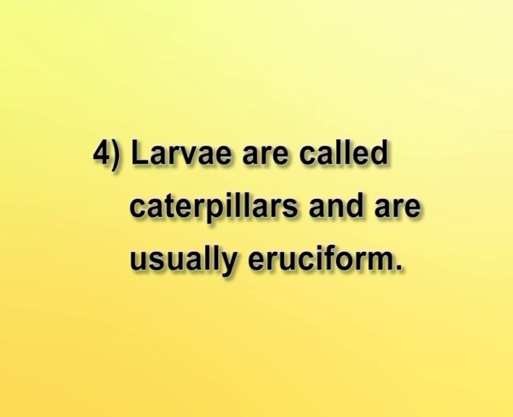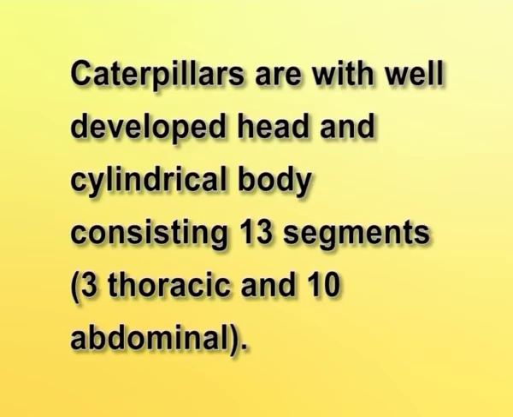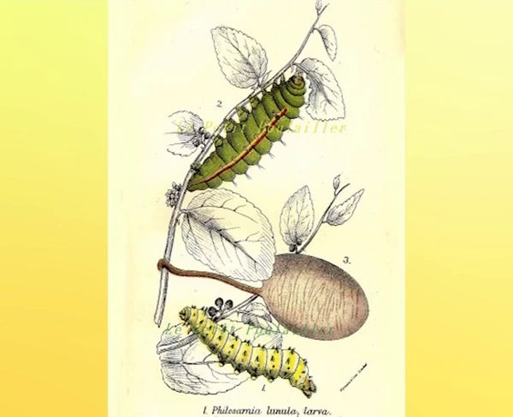Larvae are called caterpillars and are usually eruciform. Most of the larval stages are phytophagous and are very serious pests of crops. Caterpillars are with well developed head and cylindrical body consisting of 13 segments, 3 thoracic and 10 abdominal. The head usually bears 6 ocelli on each side, just above the mandibles, and a pair of very short antennae. Mouth parts mandibulate with well developed mandibles, designated as biting and chewing type.